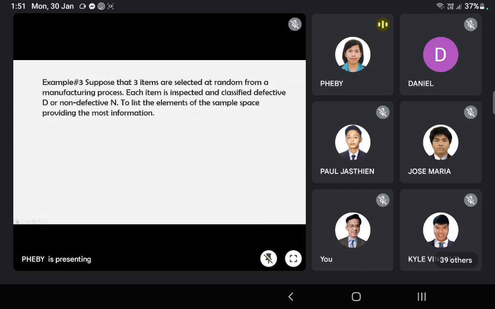Suppose that 3 items are selected at random from a manufacturing process. Each item is inspected and classified defective or non-defective. List the elements of the sample space, providing the most information. Okay, so drawing natin. Gawa tayo ng tree diagram.